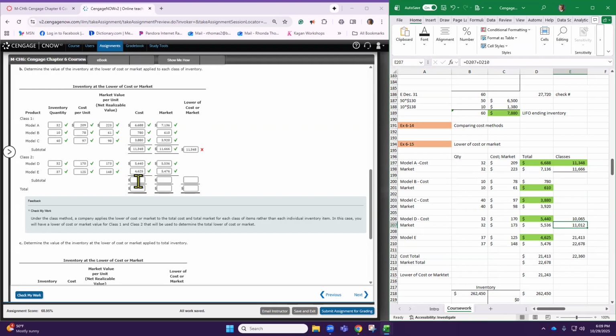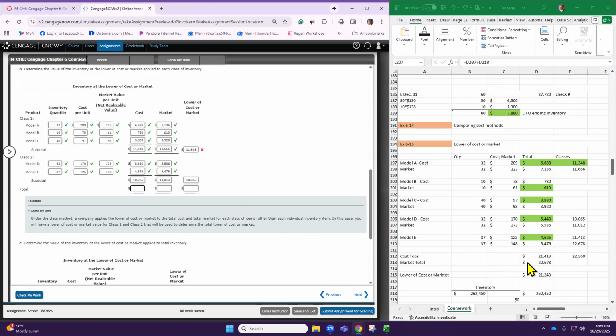Okay, so the first is 10,065 versus the market of $11,012. Which one is lower? The 10,065. Okay, and now we're going to add down. Okay, we're going to add these two together.